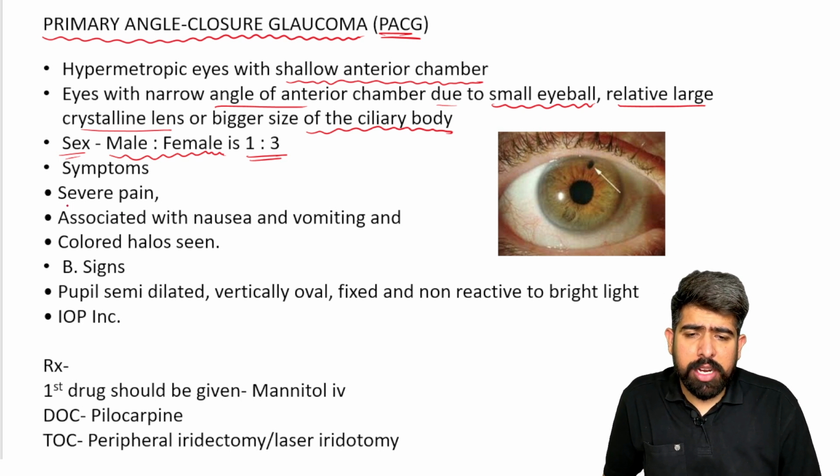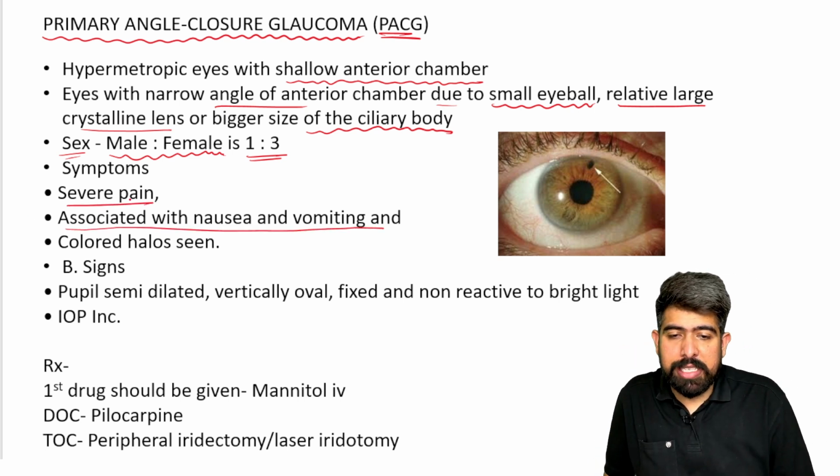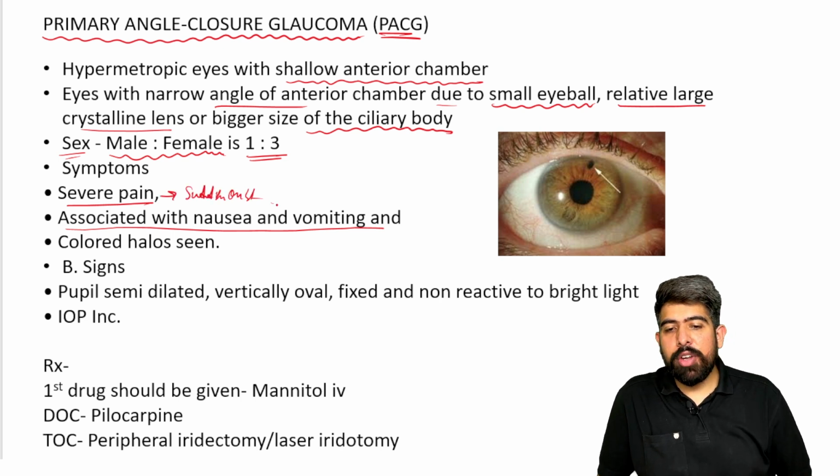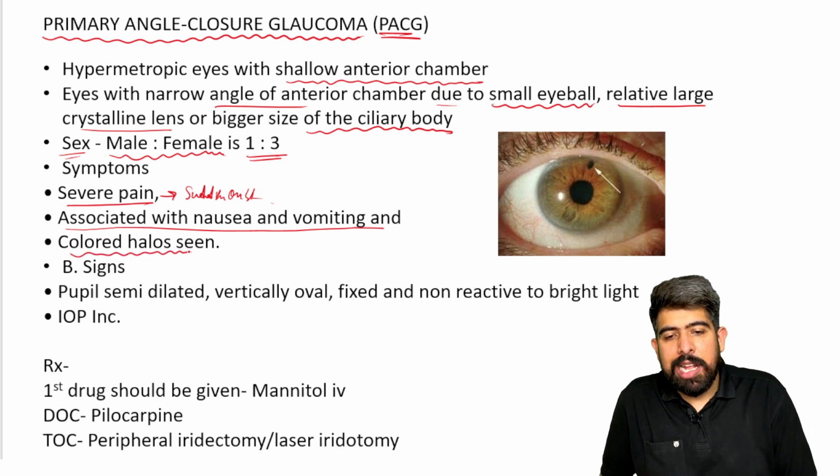Talking about the symptoms, severe pain associated with nausea and vomiting will be seen in this patient. The pain has a sudden onset, please remember, sudden onset, okay? And the next is that colored halos will be seen by the patient.